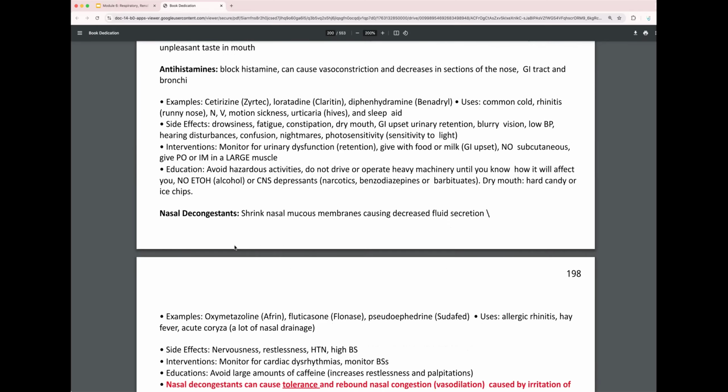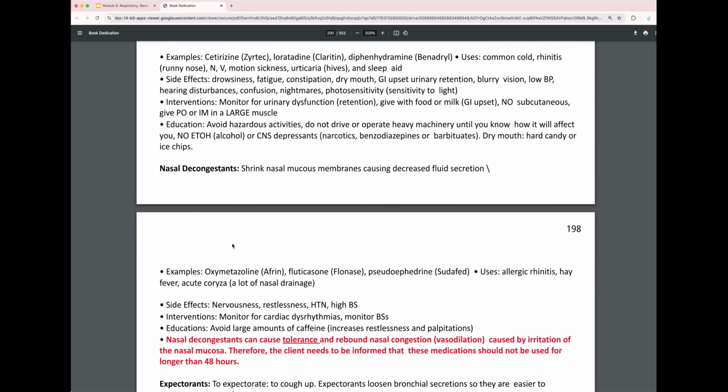I have a section on your nasal decongestants. That's your oxymetazoline, your Afrin, your fluticasone, and your pseudoephedrine, which is your Sudafed. You should not use these for more than 48 hours because they can lead to tolerance, where the patient needs to keep using it.